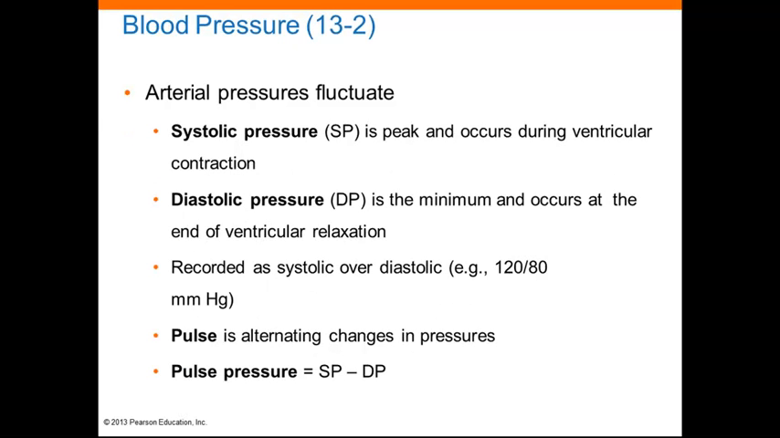I mentioned the pressure gradient that exists in the cardiovascular system, with the highest pressure in the arterial network, but this pressure fluctuates. It rises during ventricular systole, called systolic pressure, and it falls during ventricular diastole, so diastolic pressure. So when measuring blood pressure, we record systolic over diastolic pressures. And this can be noted by a pulse, the rhythmic pressure oscillations that accompany each heartbeat. The difference between the systolic and the diastolic pressures is the pulse pressure, which lessens as the distance from the heart increases.